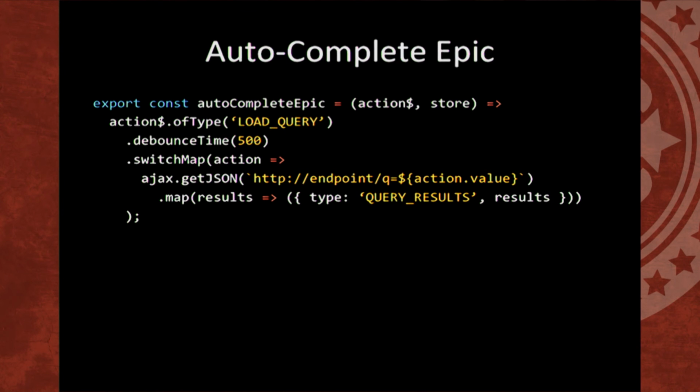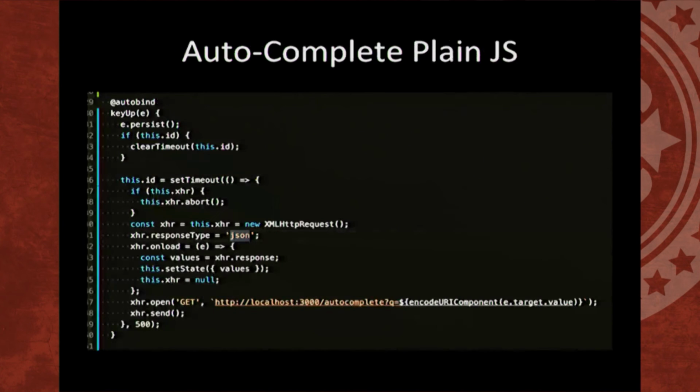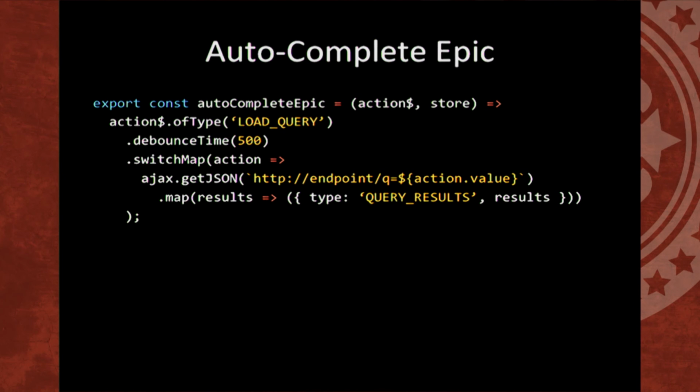This is the autocomplete example in our epic. Now, one thing I want to note is that in the previous example, I'm not actually dispatching anything that says, hey, I want to load a query. So it's less testable. It's much more testable if you dispatch an action that says I want to get a query from Ajax or whatever. Here I'm dispatching an action of type load query.